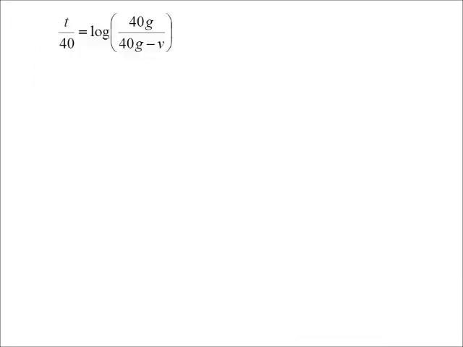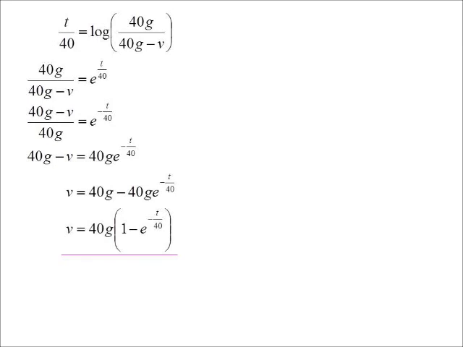So I've divided both sides by 40, exponentialized. Next thing I've done is turn both sides upside down because I want to make v the subject, so it's handier if v is on the top of the fraction there. It means my index there changes to be negative t on 40. Multiply by the 40g, rearrange the terms, make v the subject, and there we have a lovely expression for velocity.